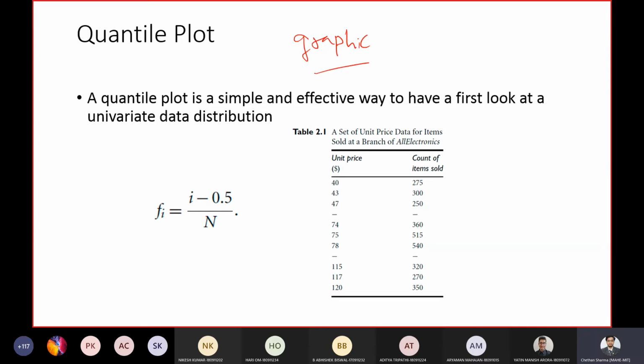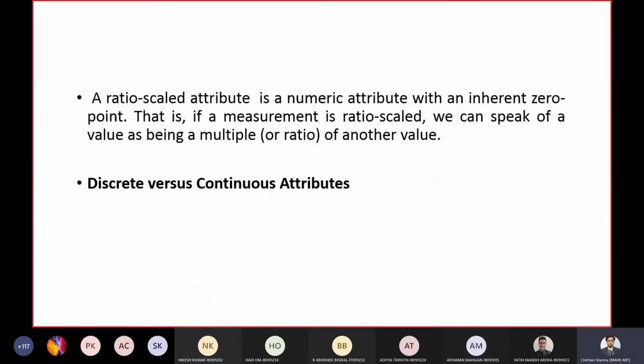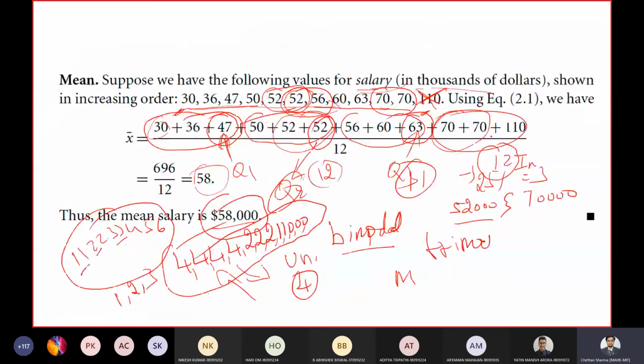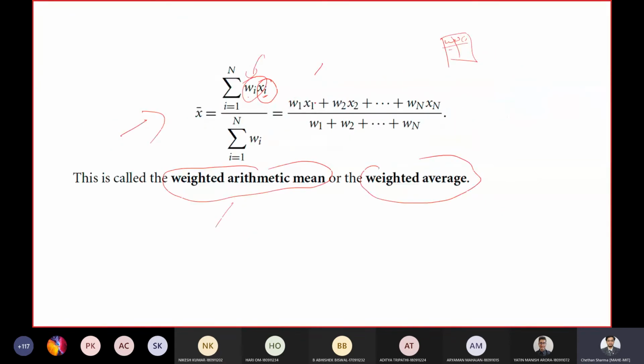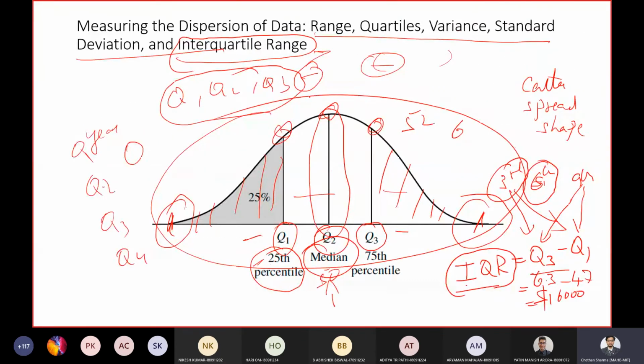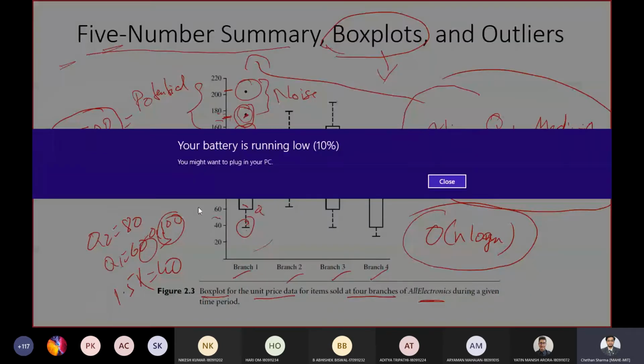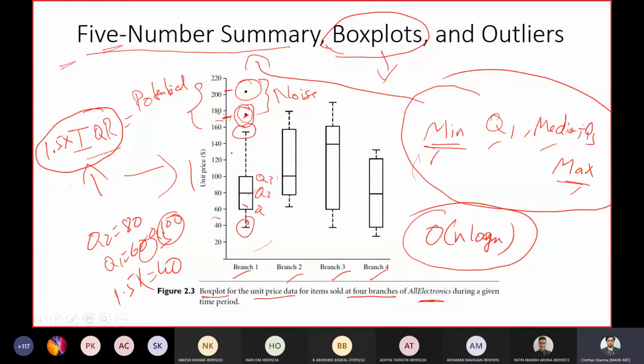Graphic displays. If some data set is given, you should be in a position to draw anything and everything of this. Calculate the mean of the data, median, mode, mid-range of the data, weighted arithmetic mean of the data, provided weight is given. Calculate the quartiles. From this, maybe write a 5-point summary, and plot the data, that is, plot your box plot.